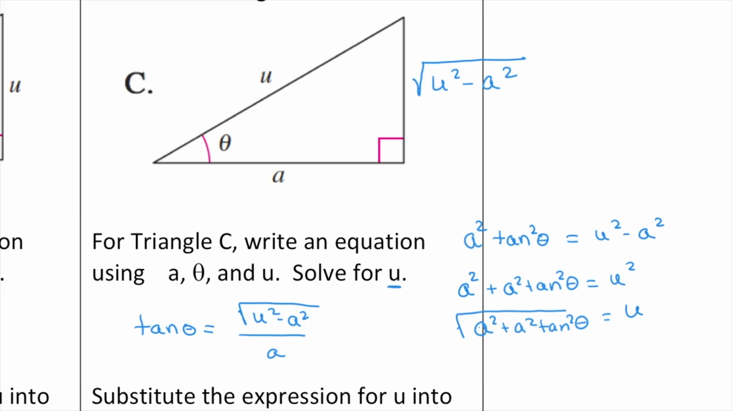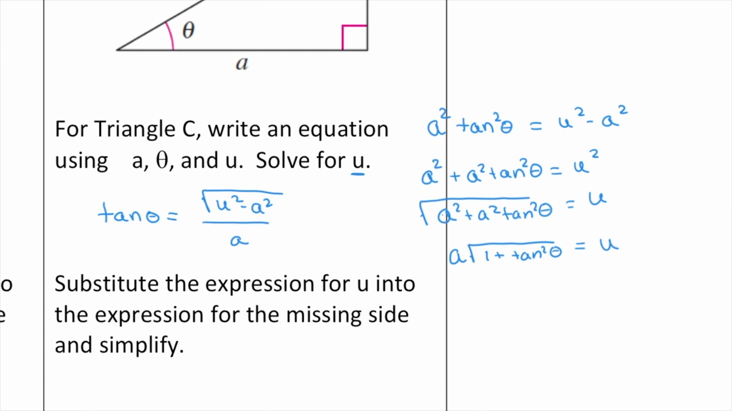We can factor out our a squared, which gives us a times the square root of 1 plus tangent squared theta. That should look familiar. Once we simplify one more time, we have a times the square root of secant squared theta. We can simplify again. A secant theta must be equal to u.